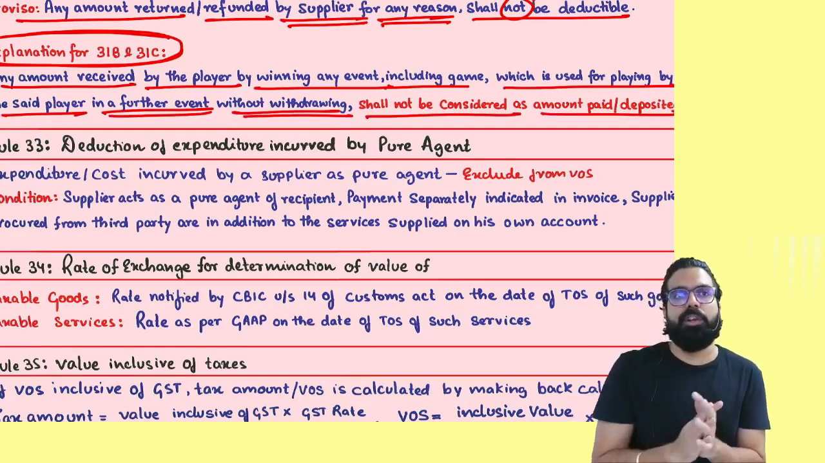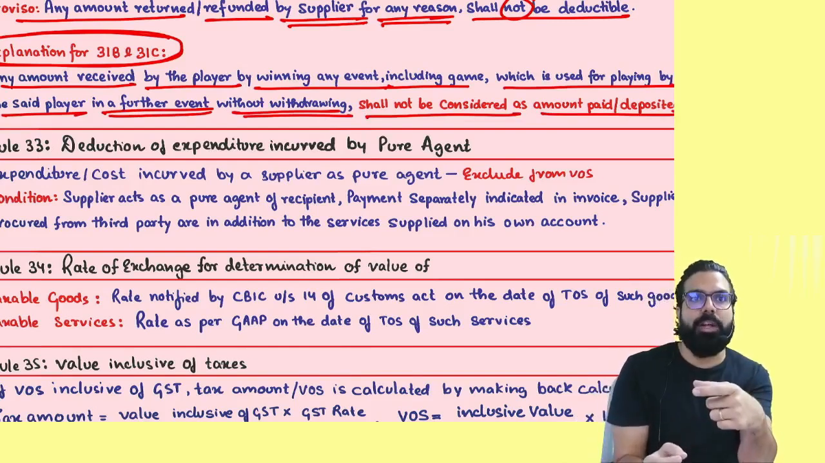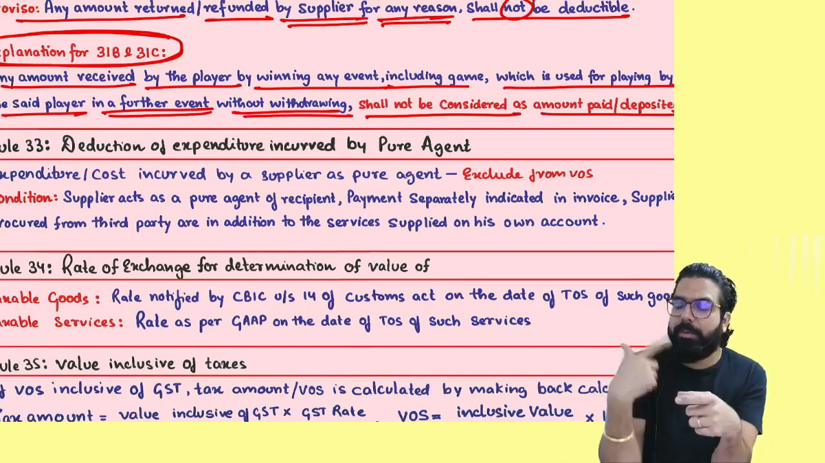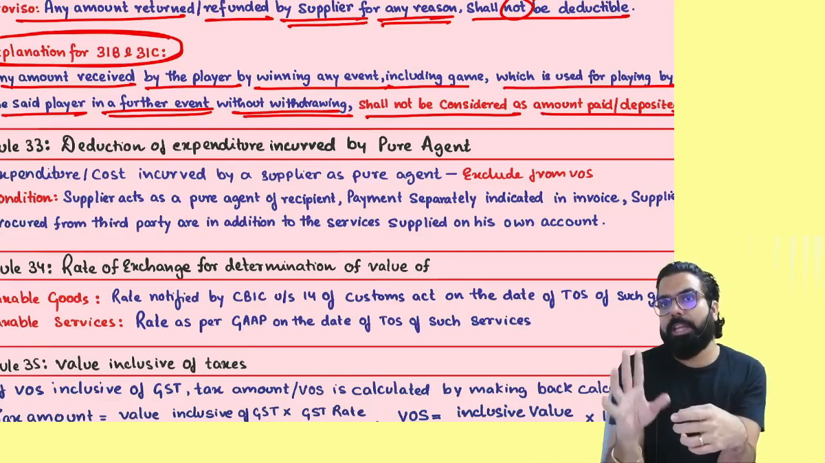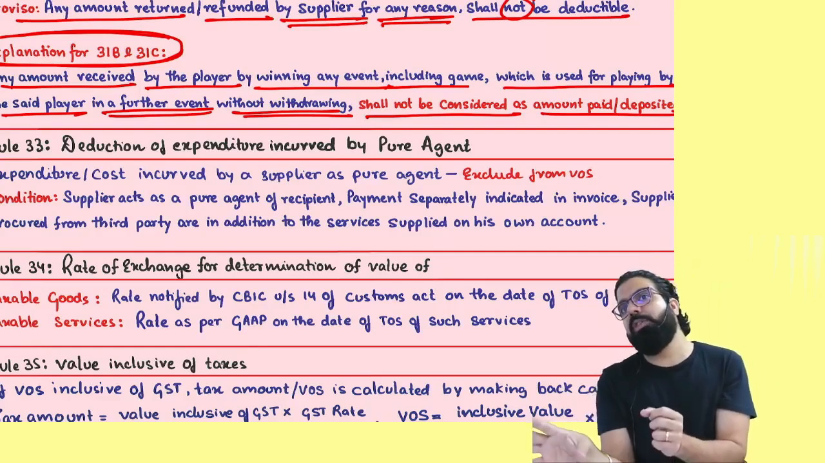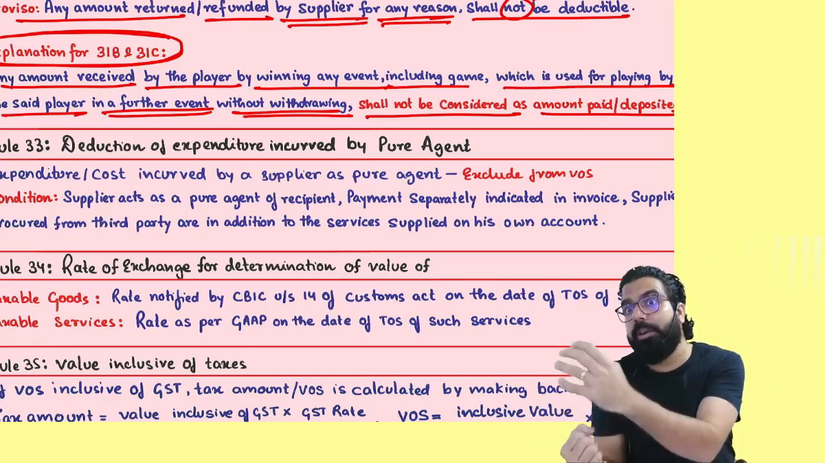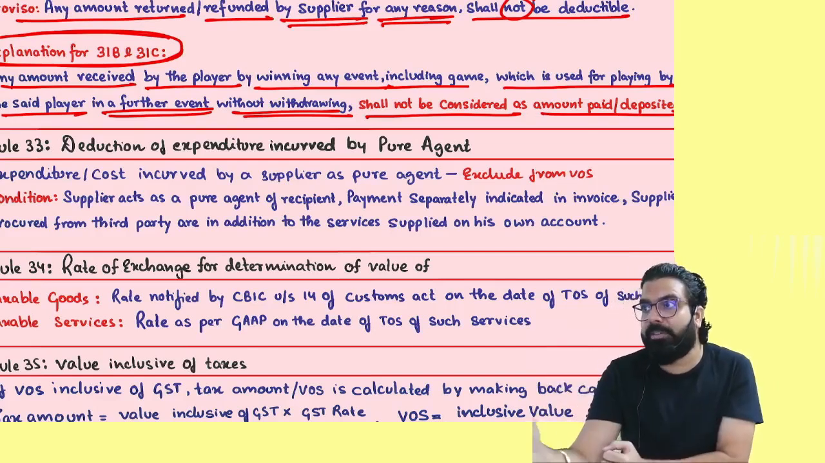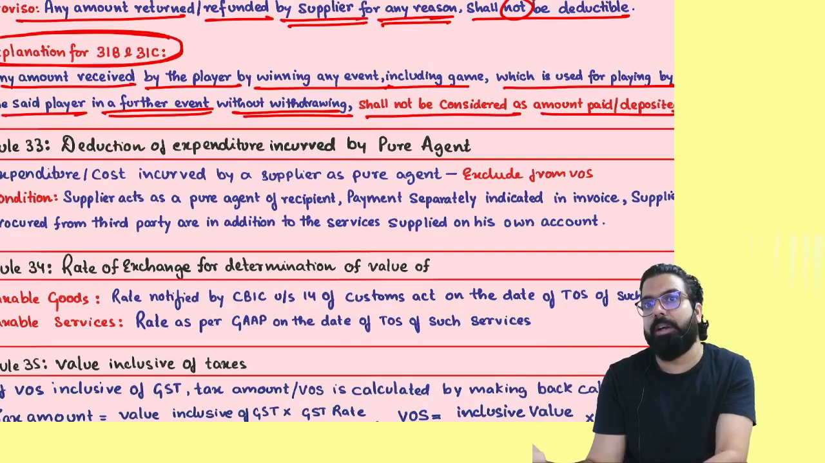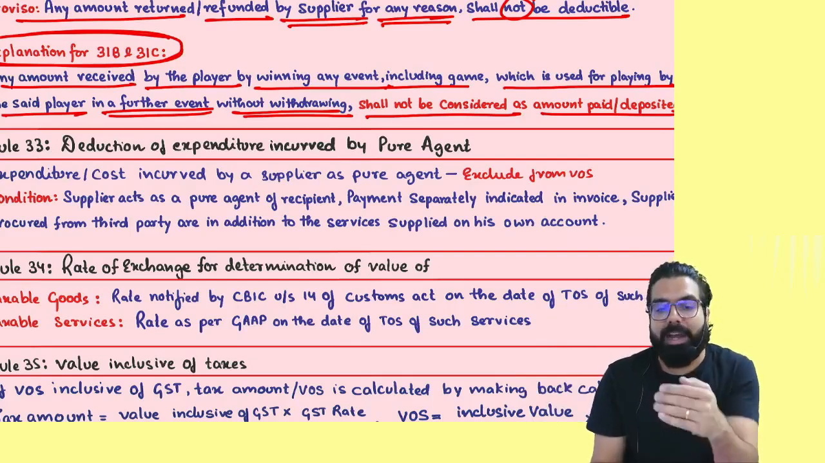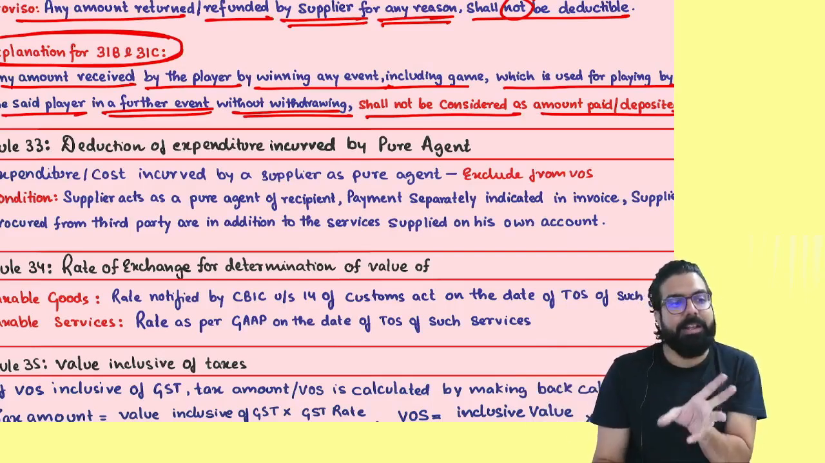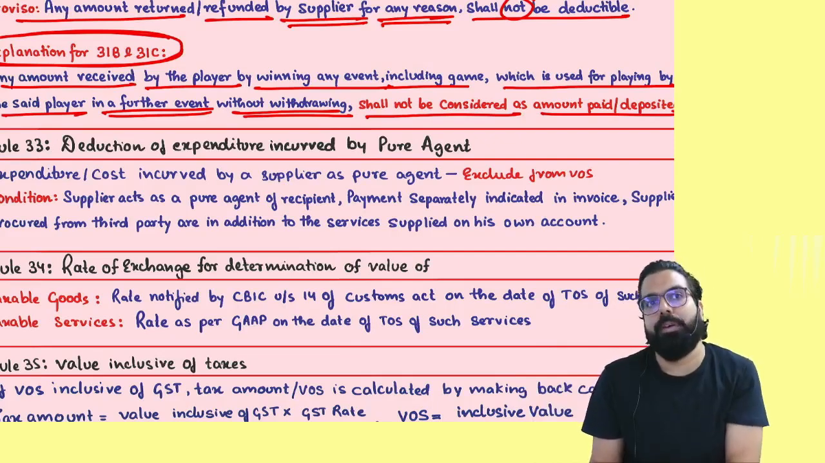Supposing you came to my casino, you bought chips worth rupees 10,000. 10,000 worth of chips you bought. What is the value of my supply? 10,000. After that, you use the 10,000 worth of chips, you played, you won, you played, you won, again you invested. That amount will not be considered as the value of my supply. Whatever you paid in the initial time, that will be the value of supply.